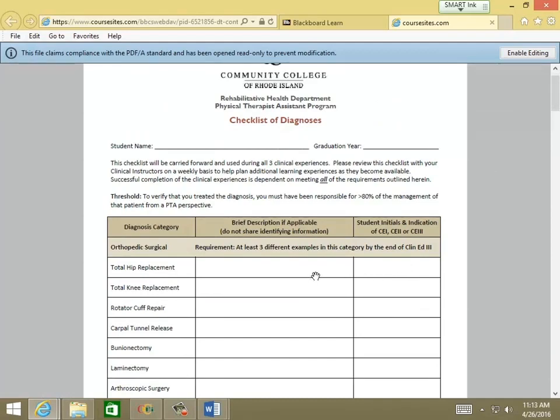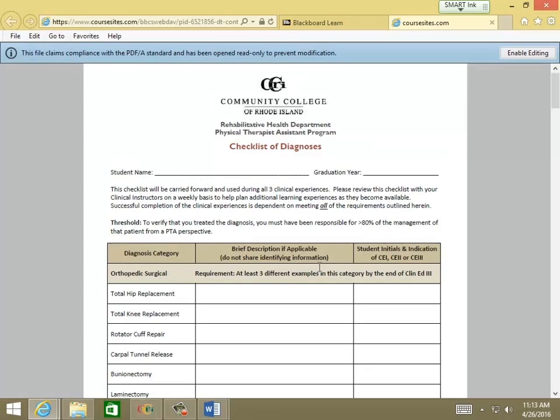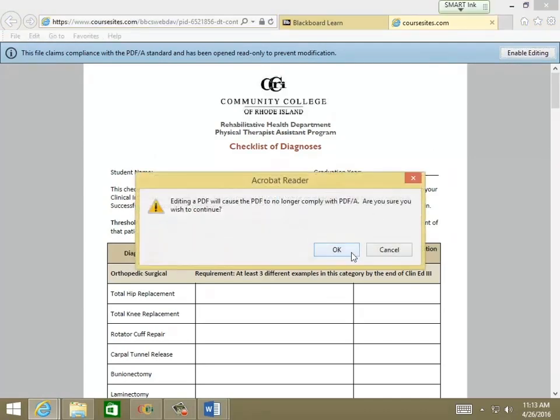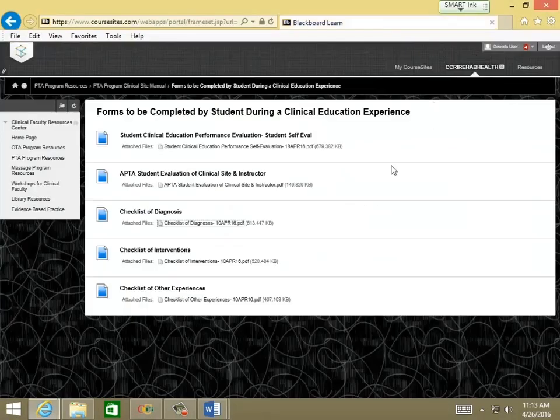They'll give a brief description, if applicable, without of course including any identifying information on the patient. So that will help you to remember the patient and verify what exposure the student did have. That checklist needs to be signed by you as the clinical instructor on the last day of the clinical experience. So that's the checklist of diagnoses.